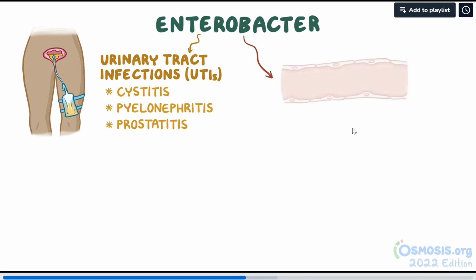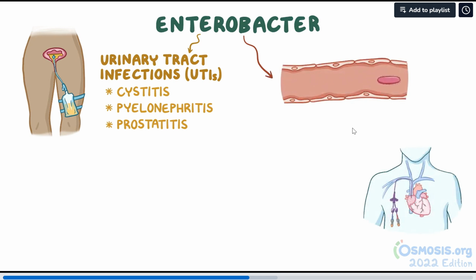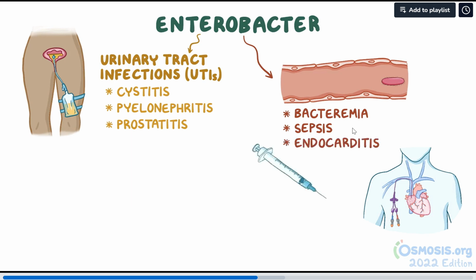Now, the bacteria can be inoculated directly into the blood through a blood vessel catheter, and it can cause a bloodstream infection like bacteremia or sepsis. The bacteria can also get into the bloodstream and cause endocarditis in people who use intravenous drugs.